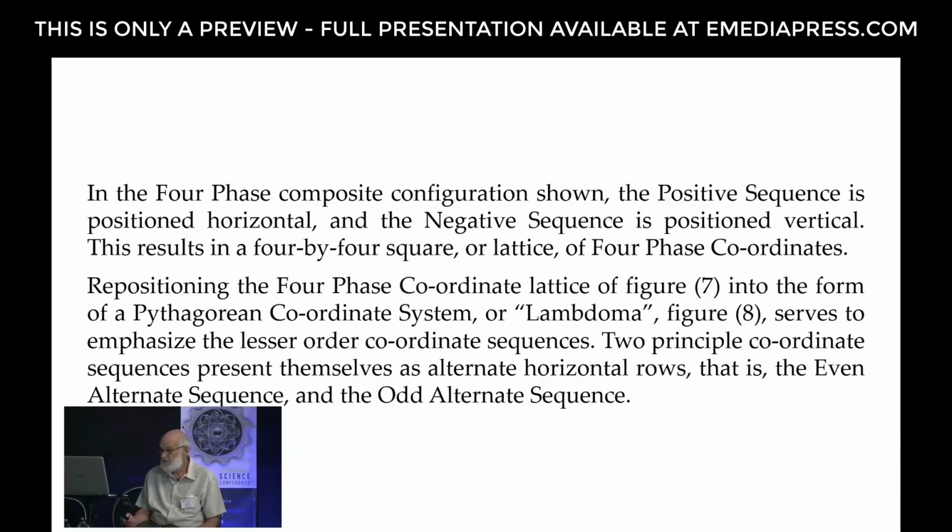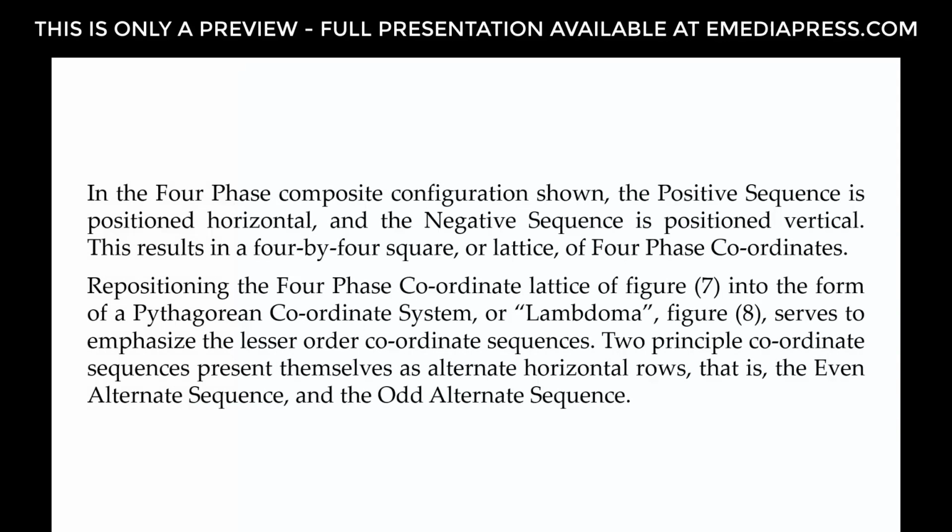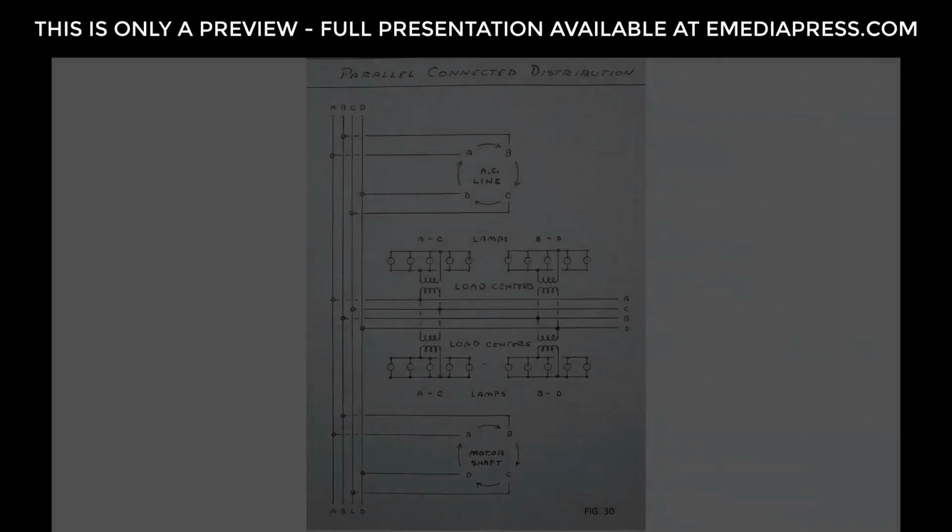So in doing that, let's see. What's my place? In the 4-phase composite configuration shown, the positive sequence is positioned horizontal and the negative sequence is positioned vertical. This results in a 4x4 square or lattice of 4-phase coordinates.